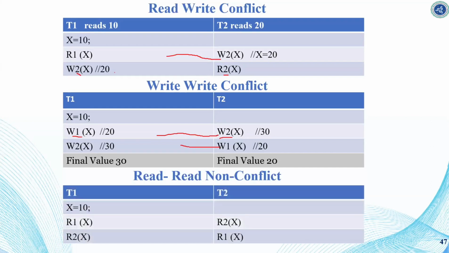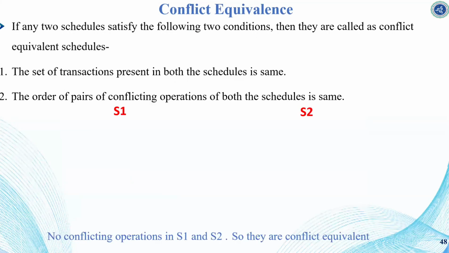So next, one type of transaction operation is read non-conflict. That is, both the transactions are having read operations. If both the transactions have read operations, then it is not a conflict operation. Okay. Both the transactions read. Next one is conflict equivalence.